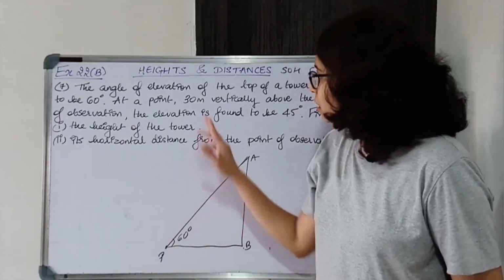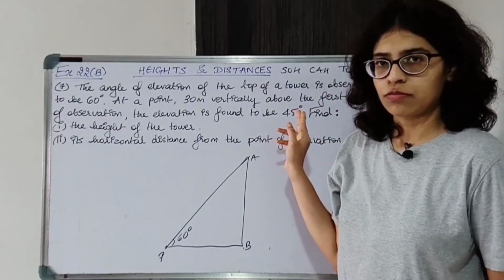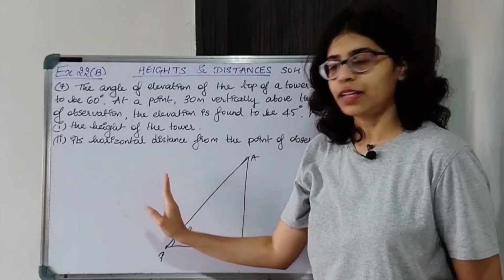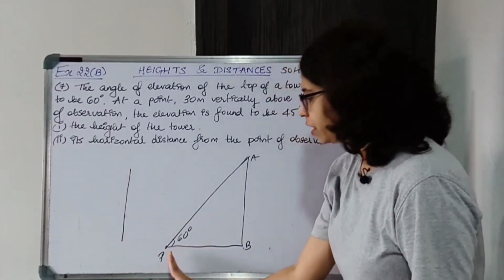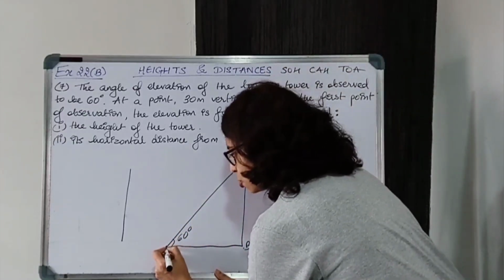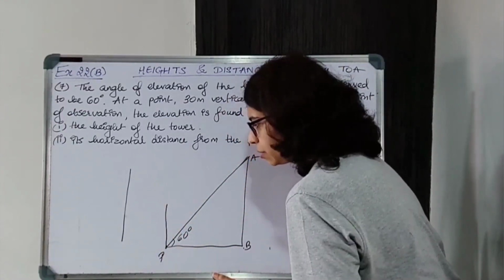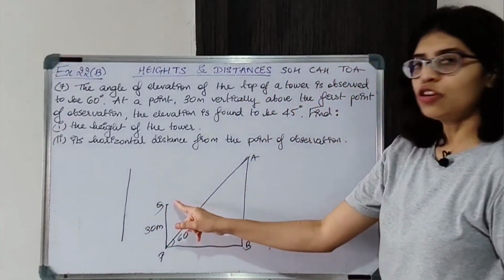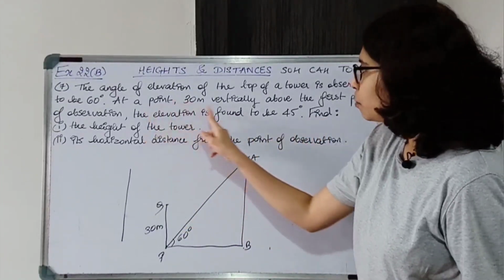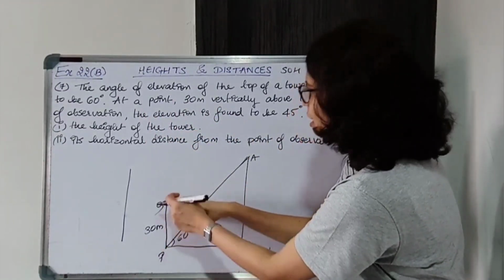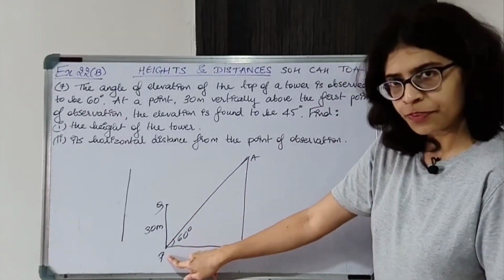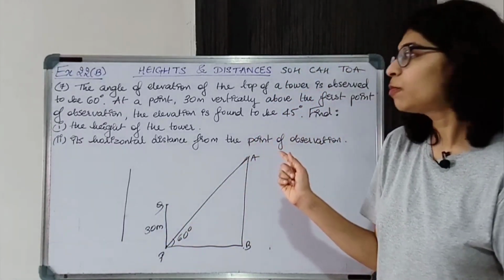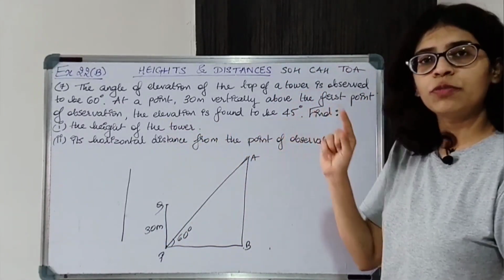At a point 30 meters vertically above the first point of observation. P is the first point, and you are going 30 meters vertically above, a standing line like this. Let this be the 30 meters distance, and at this point Q, again you are observing the top of the tower. From this point you are again observing the top of the tower, and the elevation is found to be 45 degrees.